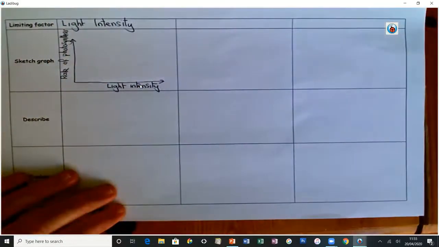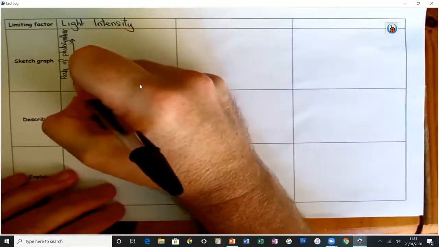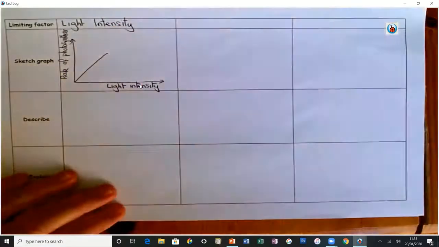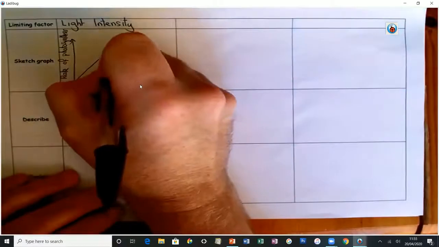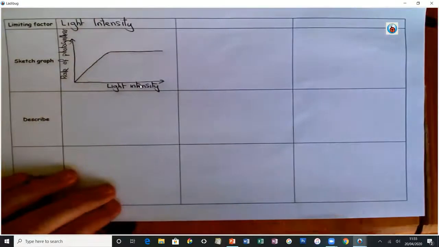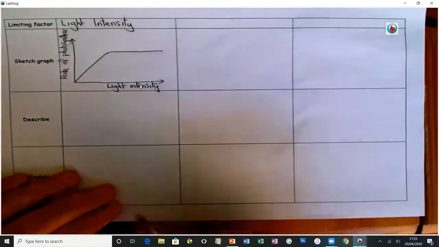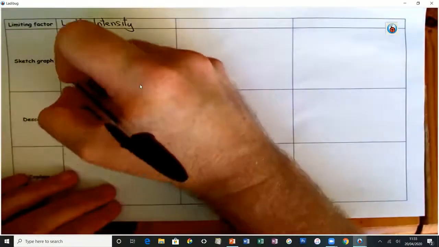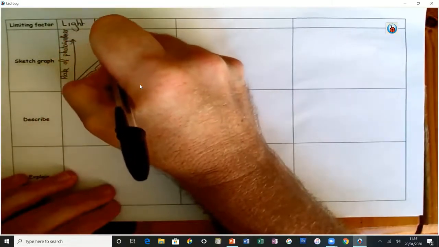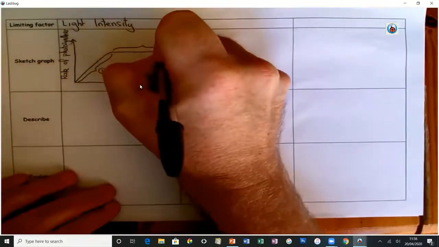Okay, so what does the graph look like? Well, as the light intensity increases, the rate of photosynthesis increases. Okay, and then we get to a point where it levels off, meaning if we increase the light intensity, the rate of photosynthesis no longer increases. So I'm going to talk about these as two sections. So this can be section 1, and where it levels off, section 2.